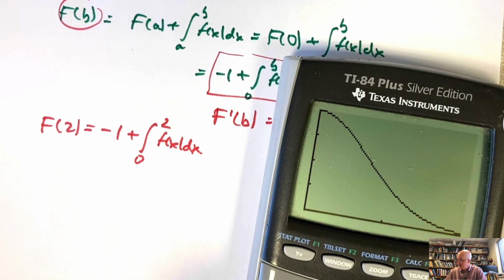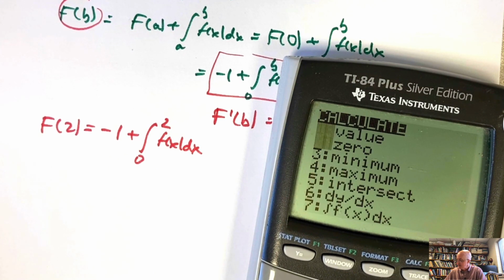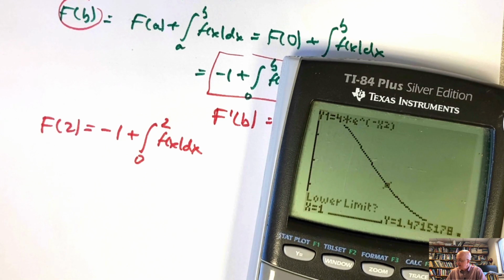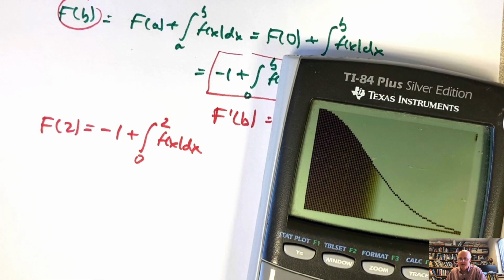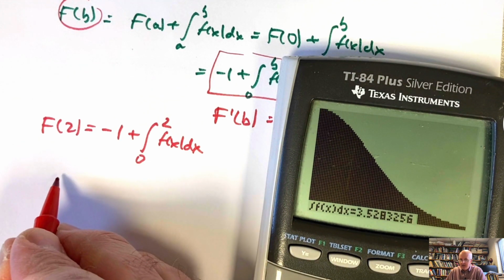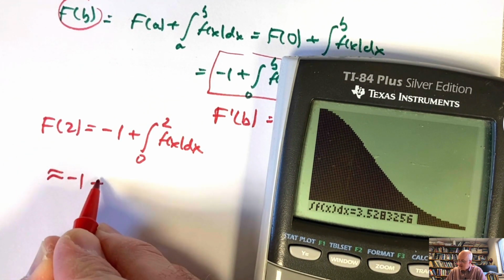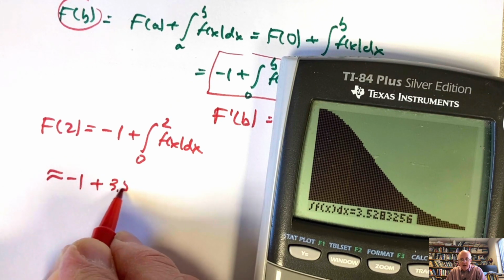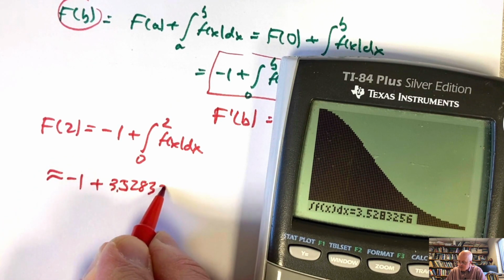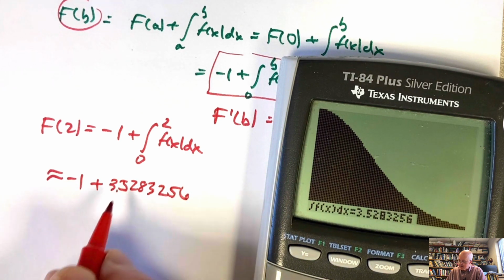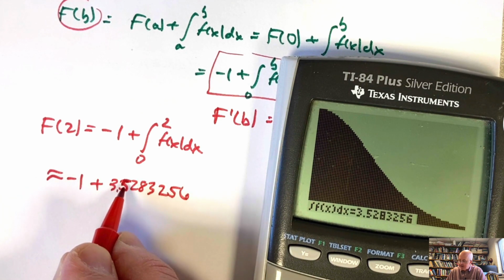What is this area? Go to my calculate menu, go down to the integral. My lower limit of integration is 0. My upper limit of integration is 2. This area is approximately 3.5283256. Let's write that number down. This is approximately -1 plus that number, 3.5283256. And assuming the calculator is accurate to that many decimal places.